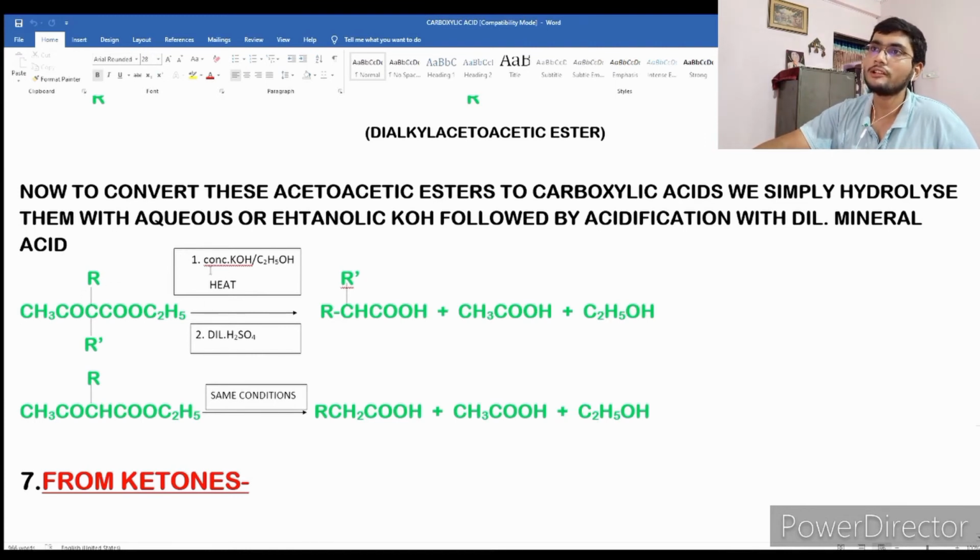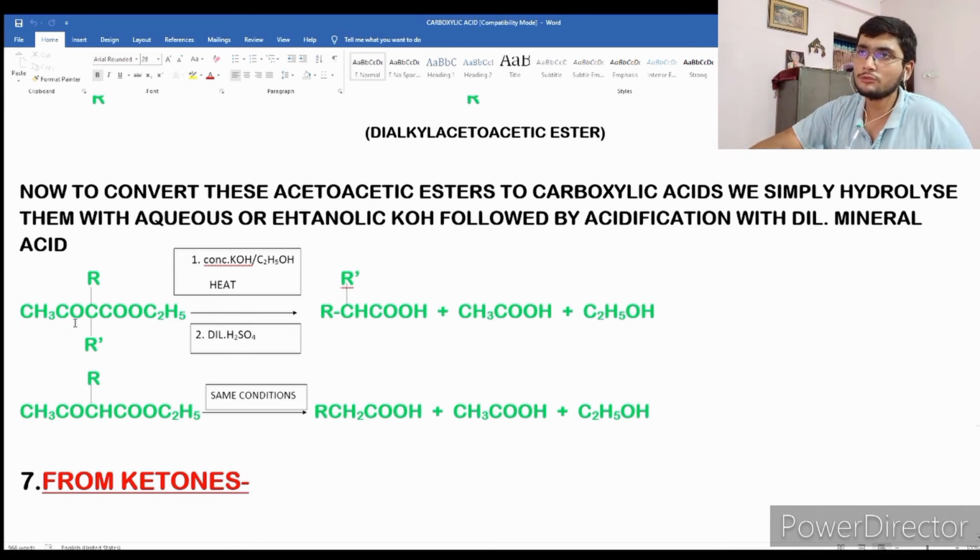Now first we will treat it with potassium hydroxide. I have taken an alcoholic solution of potassium hydroxide and heat. So we will get a potassium salt of carboxylic acid. Now to convert that potassium salt into the acid, we will treat it with a mineral acid. I have written dilute sulfuric acid here. There will be some side products as well. In malonic ester there are not many side products, but here we will get some. Let me show you that.